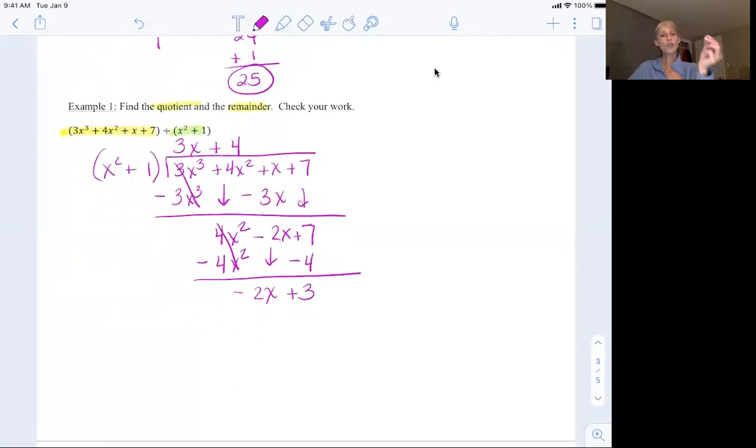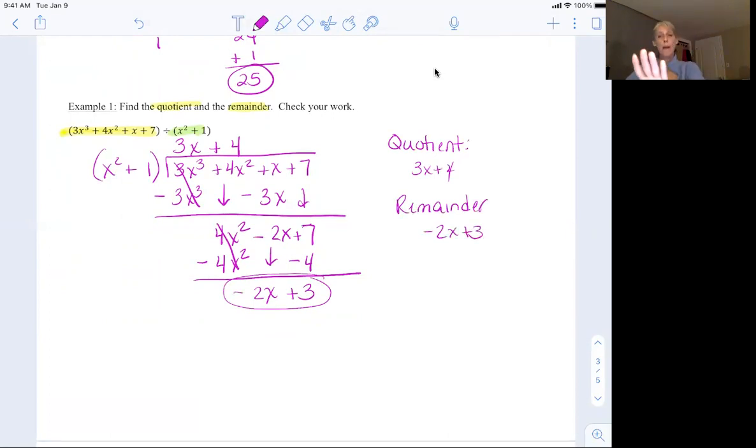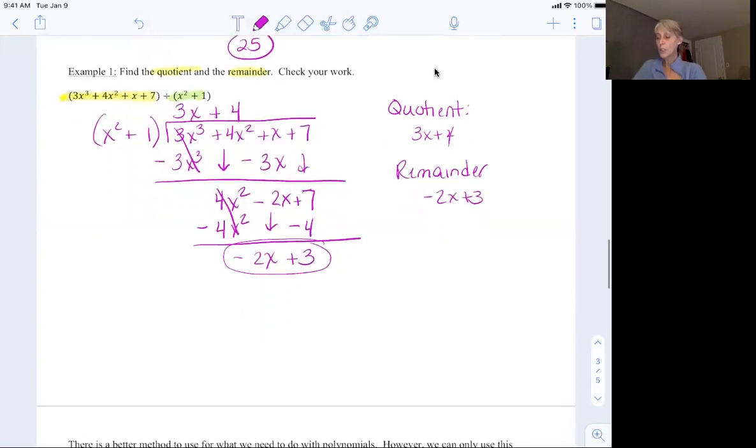How many times does x squared go into negative 2x? It doesn't. So this is your remainder. So I have a quotient of 3x plus 4. Remember, that's what's on top. And I have a remainder of negative 2x plus 3. If I ask you to identify the quotient and remainder, that's good enough for your answer. That's okay. We're going to check this one.